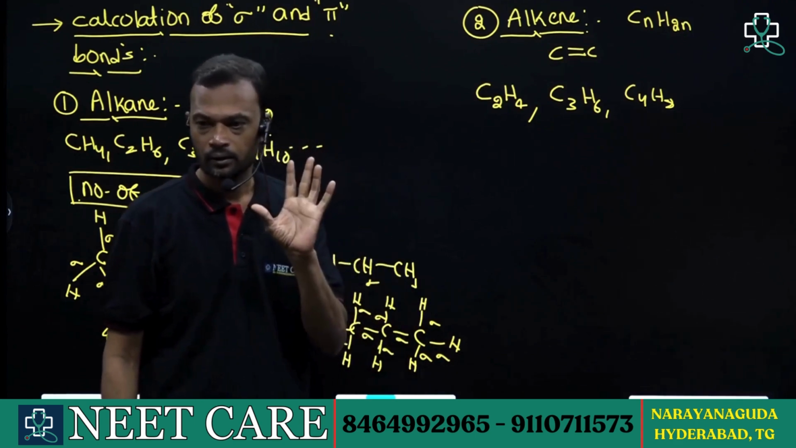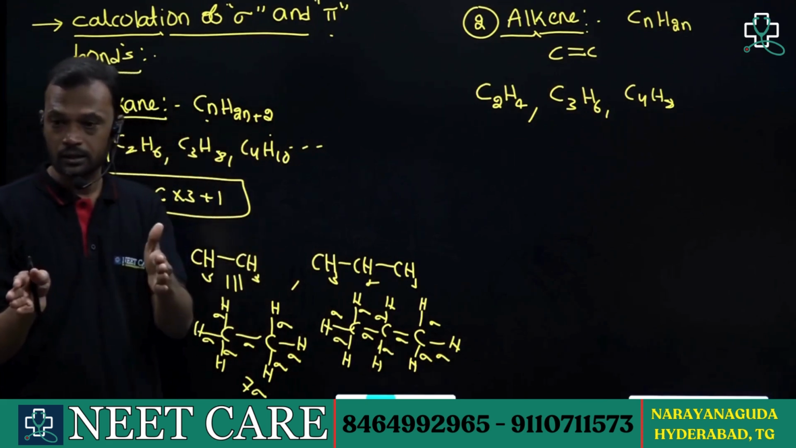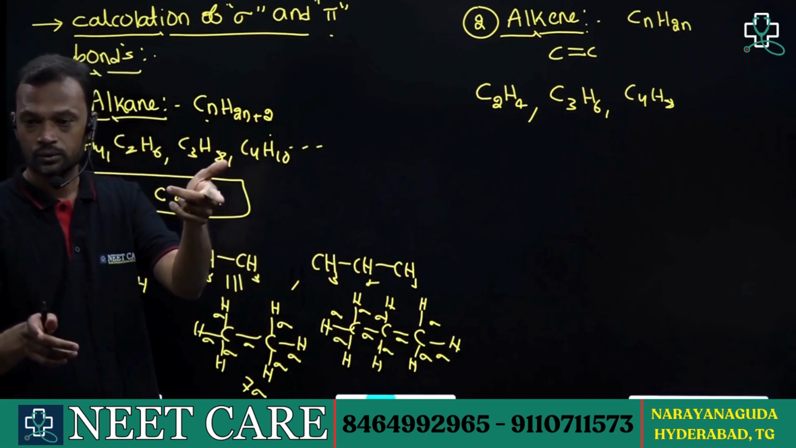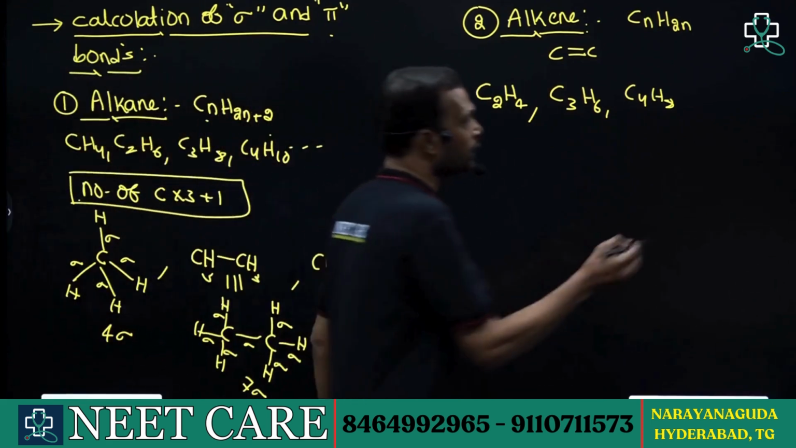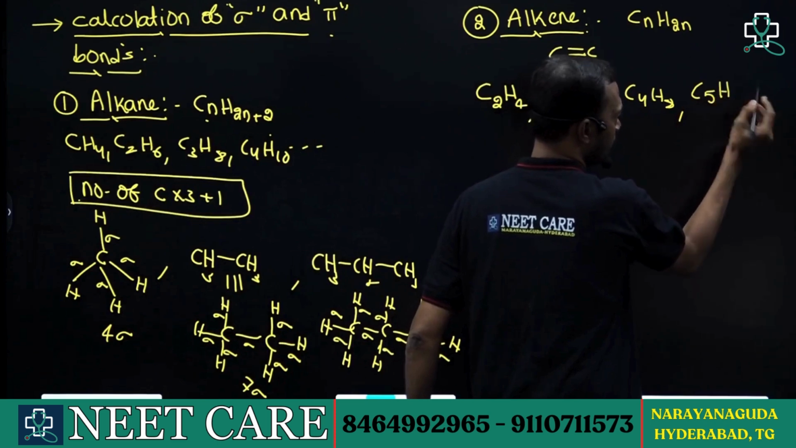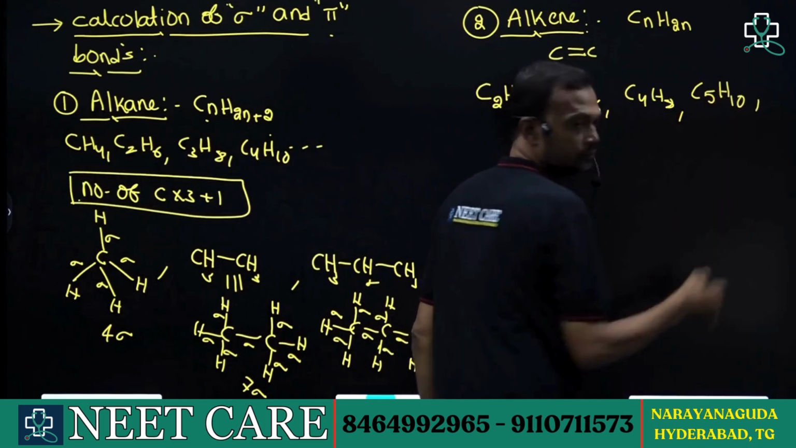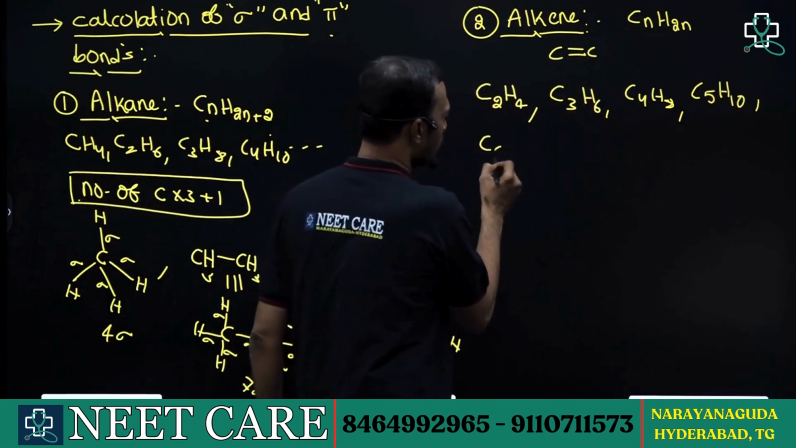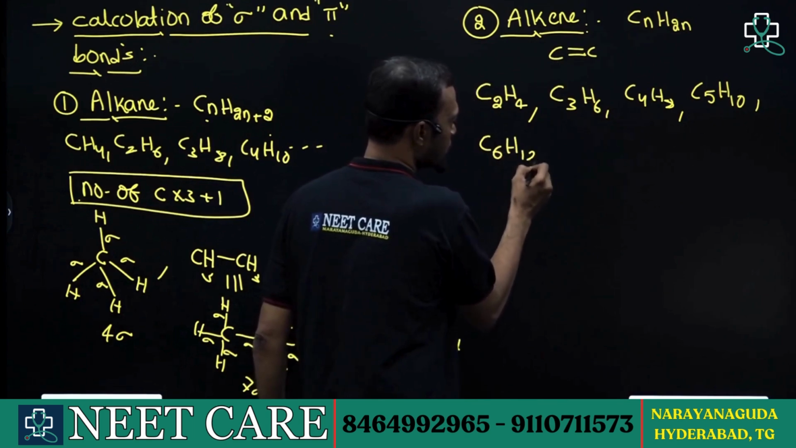Simple. Suppose if 10 carbons are there, how many hydrogens? See, I want to create one alkene with 5 carbons. How many hydrogens are present? Guess. 10. I want to create an alkene with 6 carbons. What is the formula? C6H12.